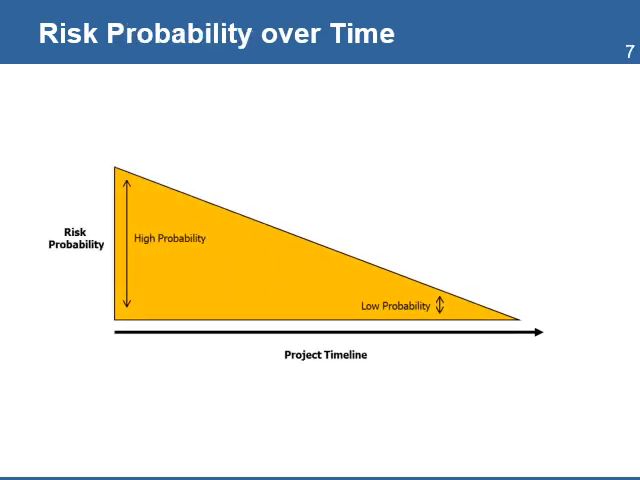Probability is a function of time. An event has more chance to occur if there is enough time. With less time, the event has less probability of occurrence.